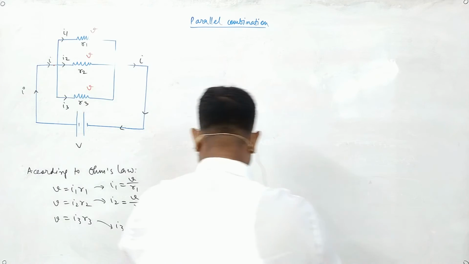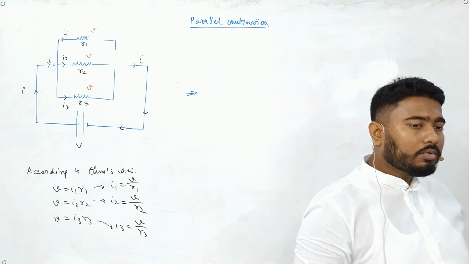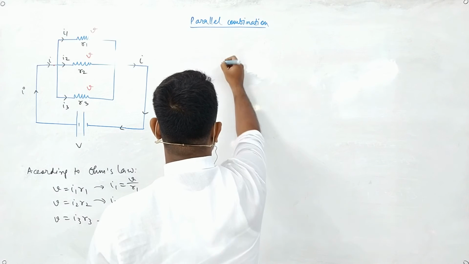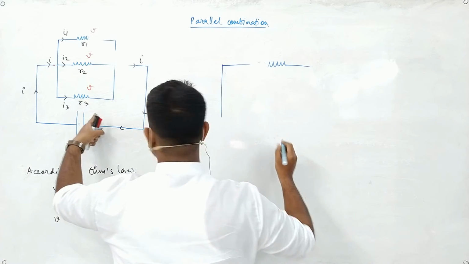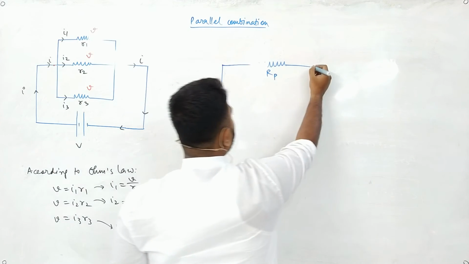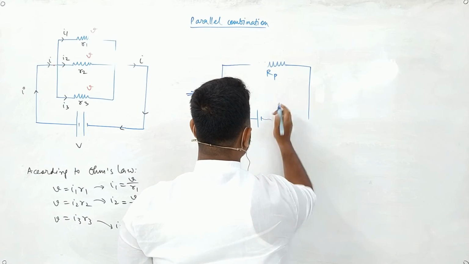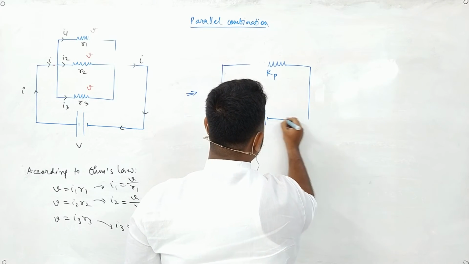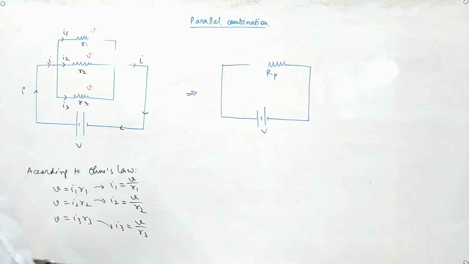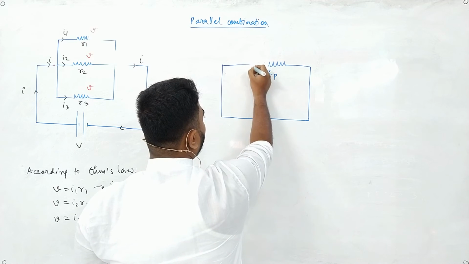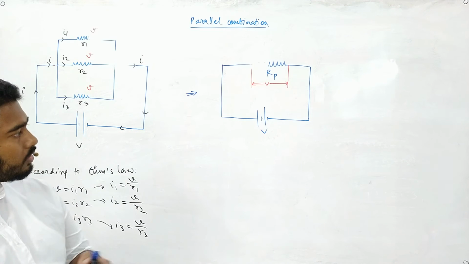Okay. Now I am making an equivalent circuit. What I am doing is that I am converting it into a single resistance, and as it is a parallel circuit, I am naming this resistance as RP. This is the battery giving out a voltage equivalent to V. Right? Tell me one thing. If this battery has voltage V, what will be the difference here? It will be V also, right?